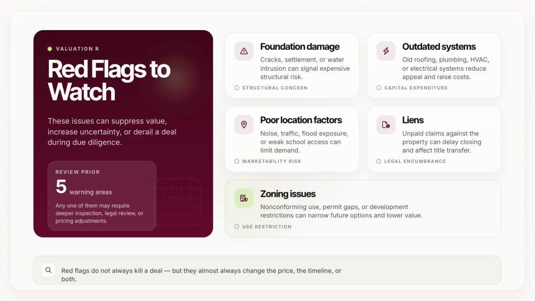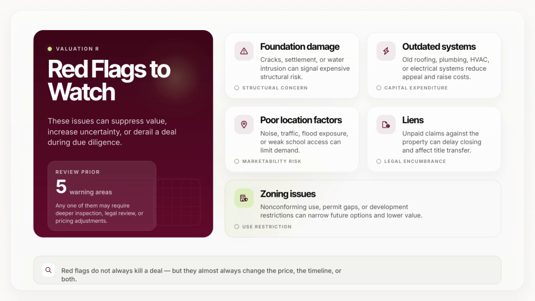Location factors also play a major role in marketability risk. Properties exposed to high noise levels, heavy traffic, flood zones, or with poor access to quality schools may struggle to attract buyers or tenants, limiting demand. Legal encumbrances, such as liens, are another concern. Unpaid claims against a property can delay closing and complicate the transfer of the title, which is a critical issue to resolve early on. Zoning issues, including non-conforming uses, missing permits, or development restrictions, act as use restrictions that can narrow future opportunities and decrease the property's value.